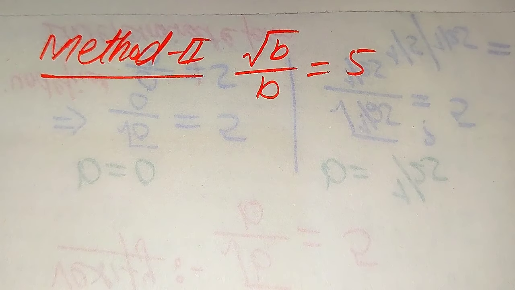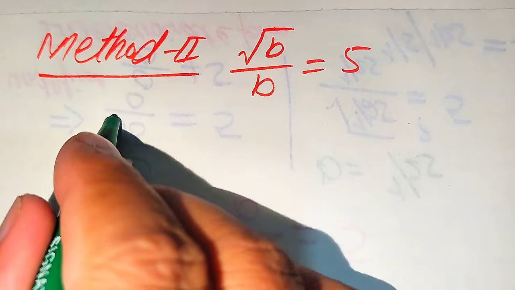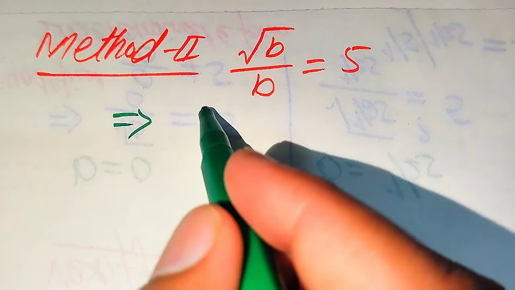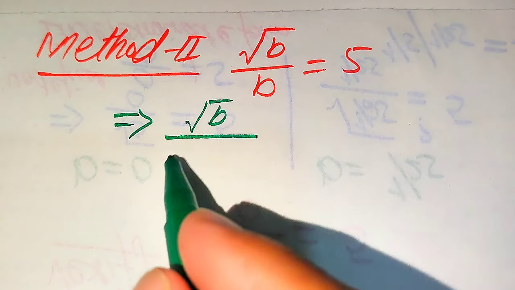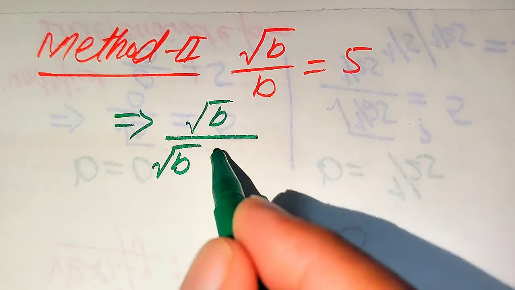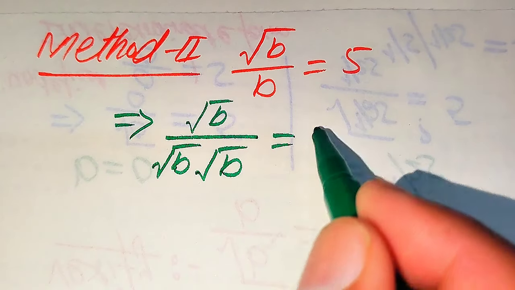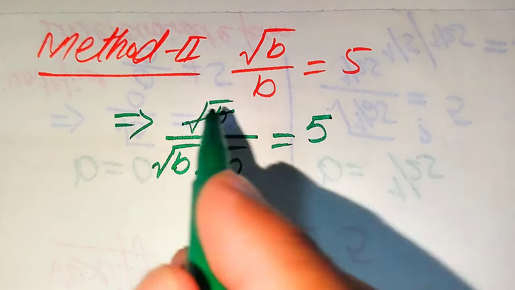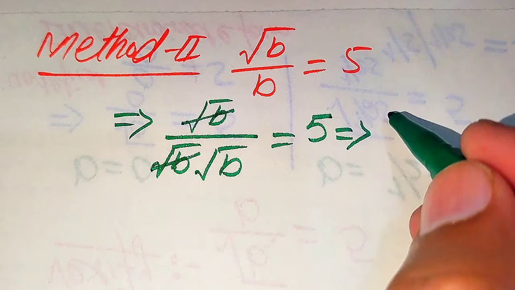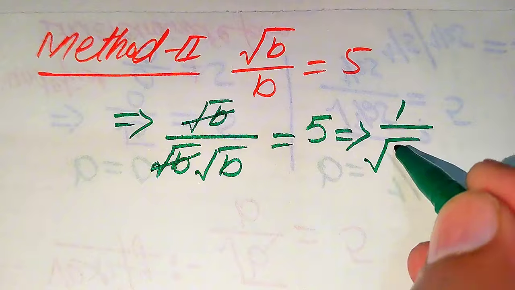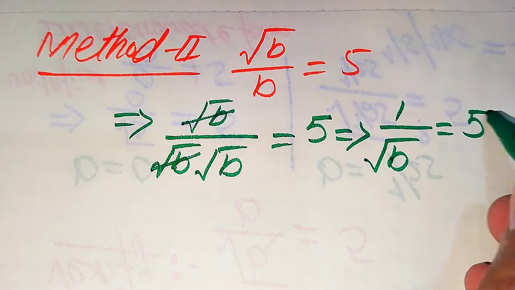And here in the second method, I can give you another smart way to get the roots of this equation. Here we need to focus on the denominator term, and we write this denominator term in the form of a product of two square root terms. So we write b as square root of b into square root of b equals 5. You see this square root of b is cancelled out by this square root of b, and we get the remaining values: 1 over square root of b is equal to 5.